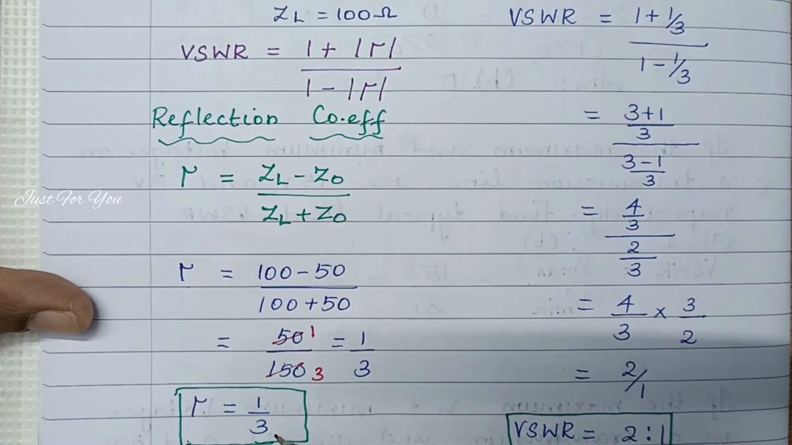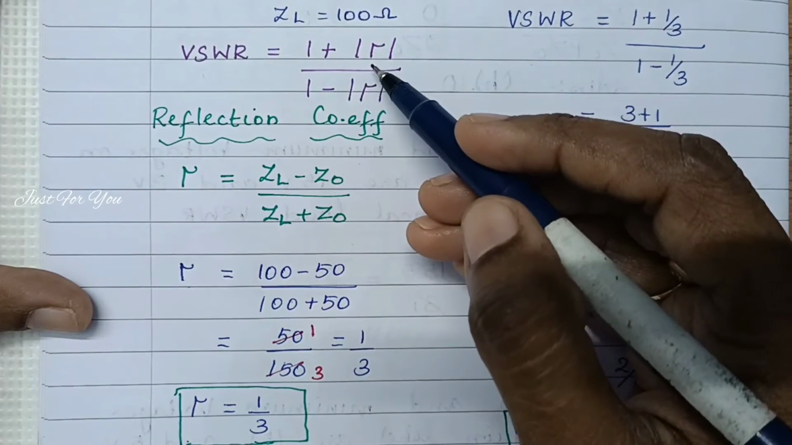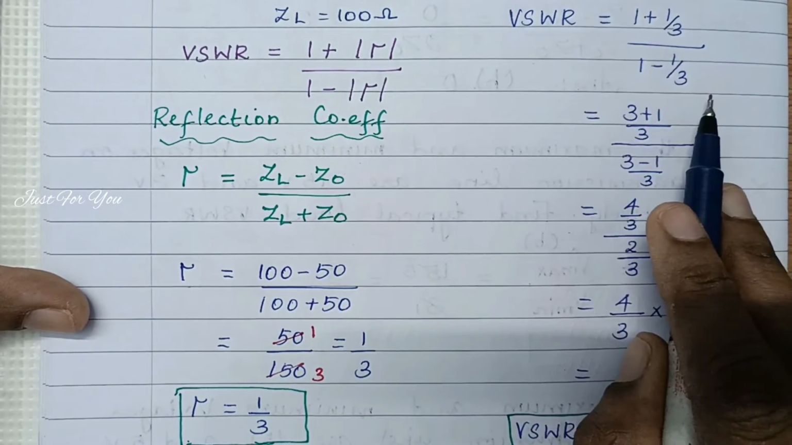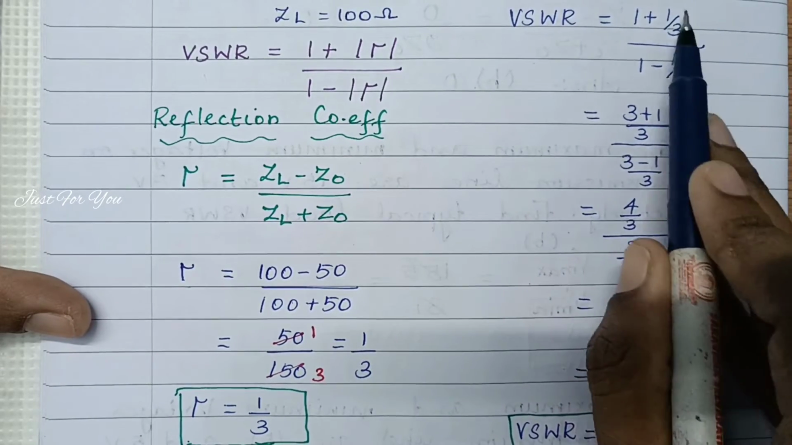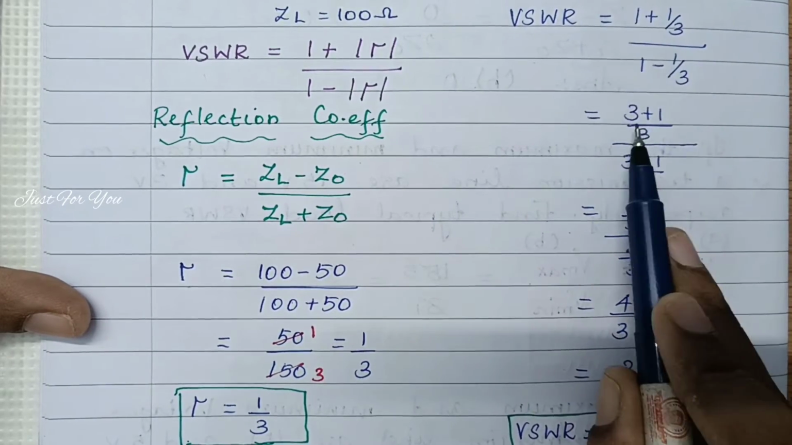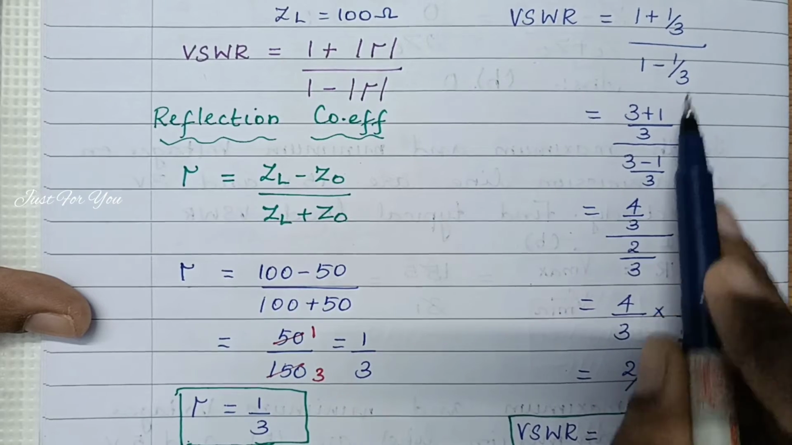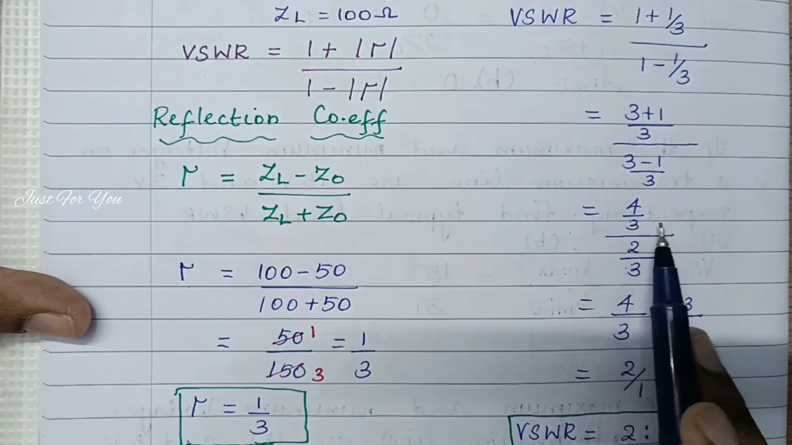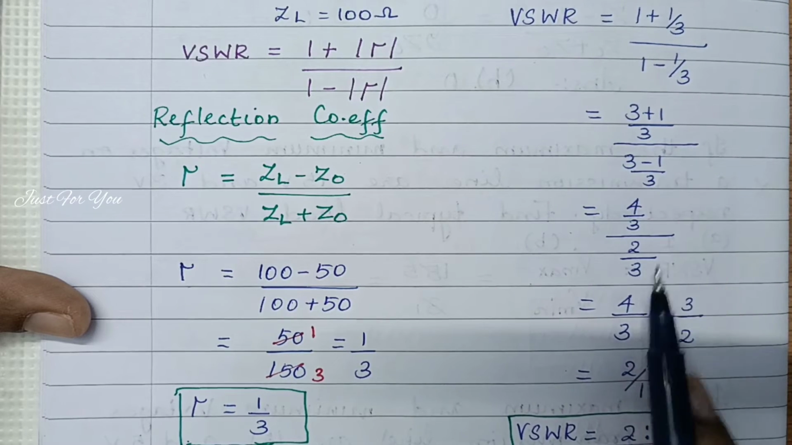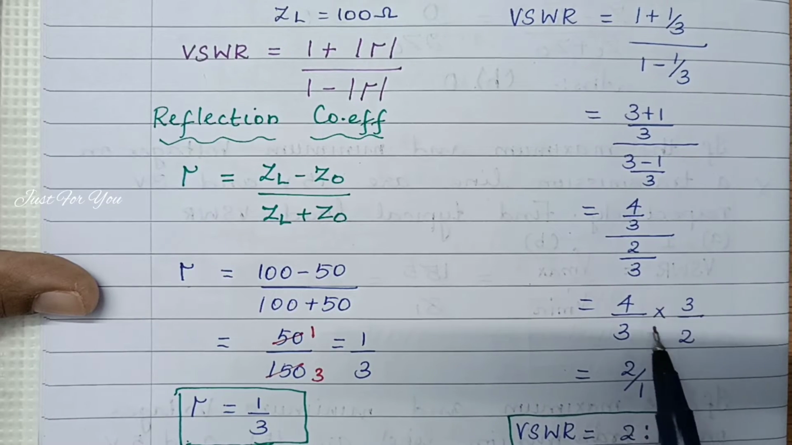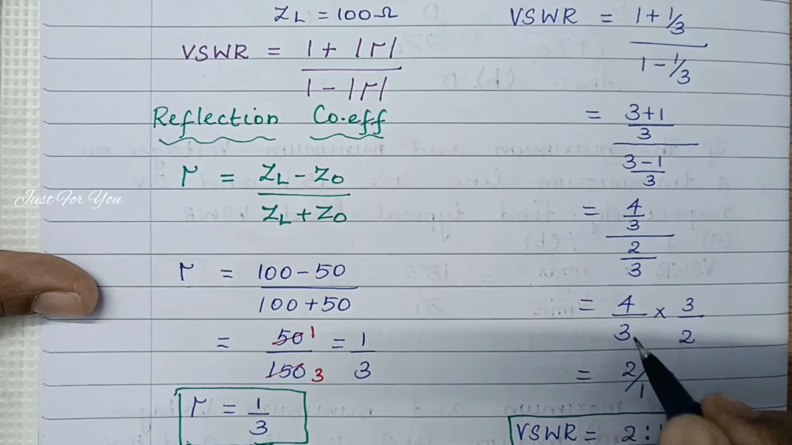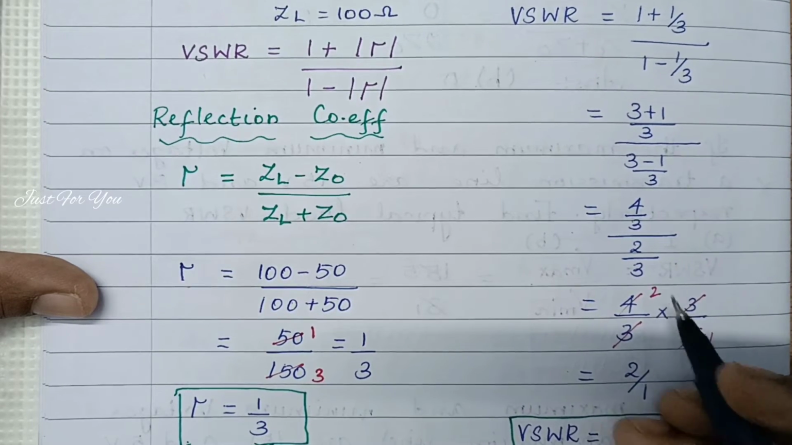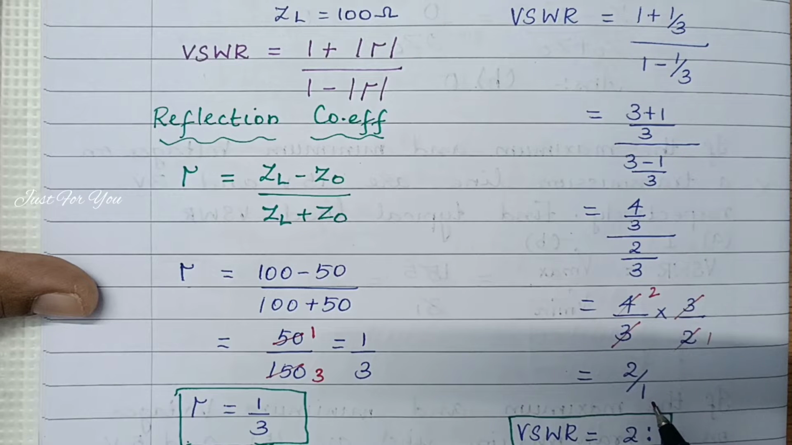We are going to substitute this 1 by 3 in this VSWR formula. So (1 plus 1 by 3) by (1 minus 1 by 3), which is equal to, we are going to take LCM for this. So (3 plus 1) by 3 by, here also we are taking LCM, (3 minus 1) by 3. 3 plus 1 is 4 divided by 3, by 3 minus 1 is 2 by 3. On simplifying, we get 2 by 1, that is this 3 and this 3 will get cancelled. 1 2 is 2, 2 2s are 4. So finally we will get 2 by 1.